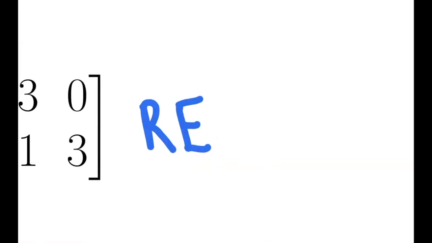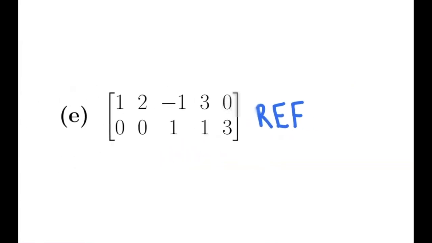And is it reduced row echelon form? Well, you see, the thing there is that one in the middle there in the bottom row. It's got a negative one above it. That is not a zero. So you have a non-zero entry in the same column as the leading one. So not RREF. Yeah, so this is just a row echelon form.